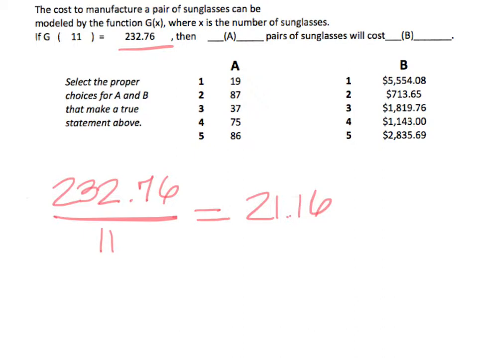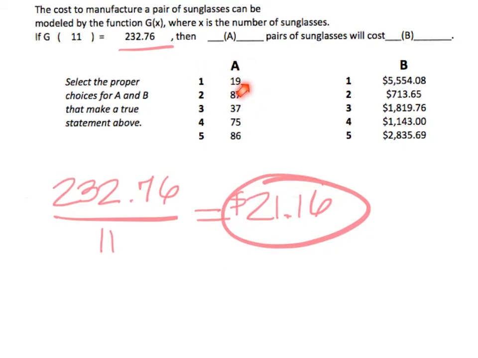$21.16 represents what? The cost for what? The cost to manufacture how many sunglasses? 11 of them, yes. And what units is this number in? Money. So what do I need to put beside it? A dollar sign, yes.